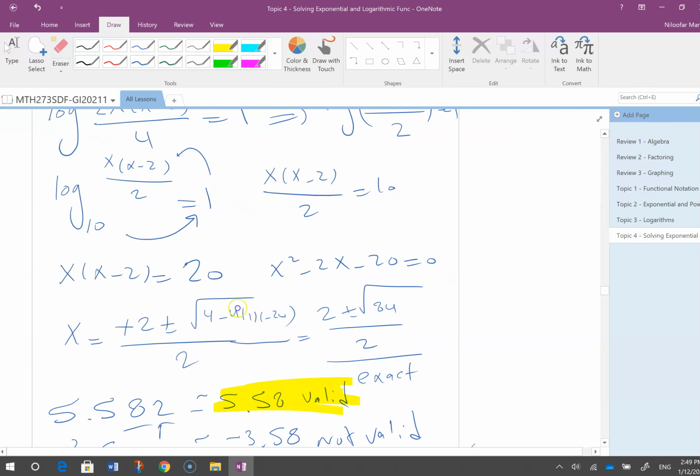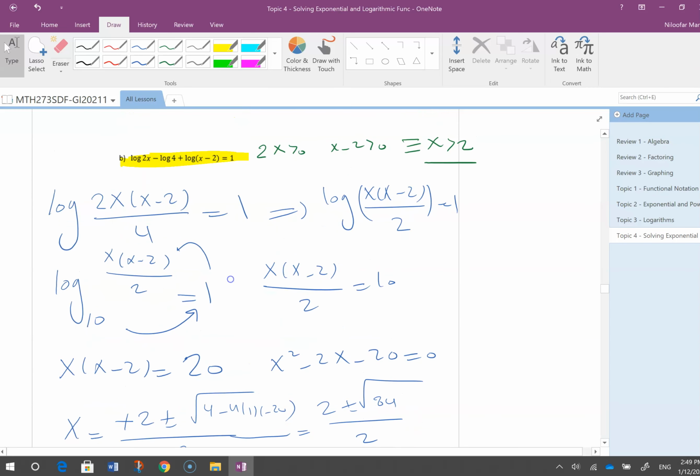So what should I do? I have all the logs on one side. It is already on one side. Then I combine them using logarithm rules, and I have just one log. I use the definition, and then from there it is just Math 171. You are solving one equation, so you need to be good in Math 171. Okay? How about this one?